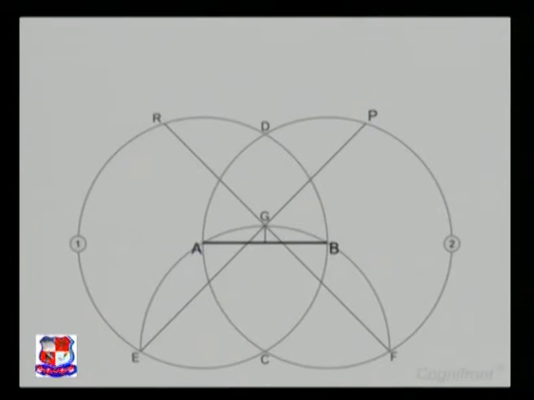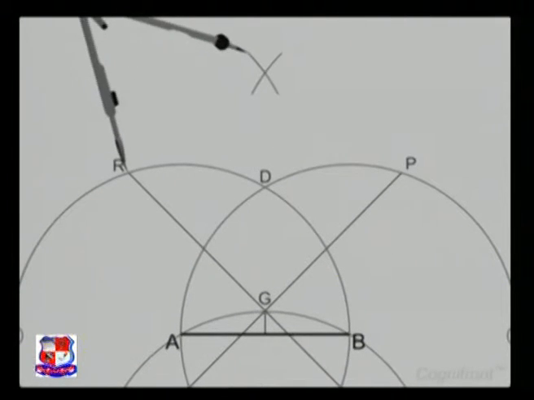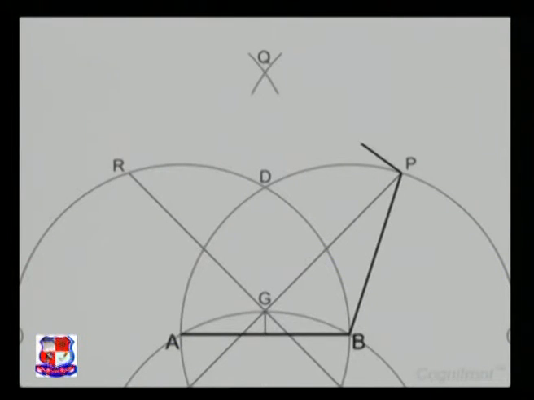After that, with P and R as centers and AB as radius, draw two arcs intersecting each other at point Q. Finally, let's draw lines connecting these points to complete the pentagon.